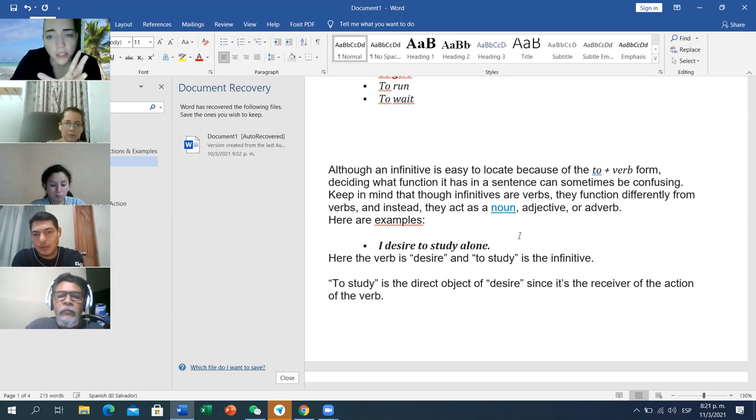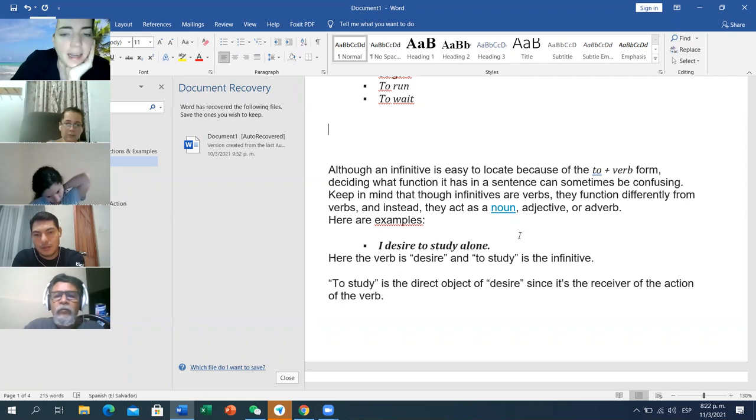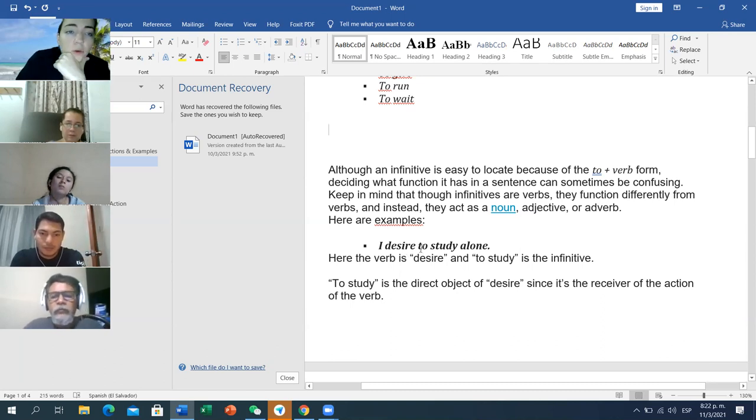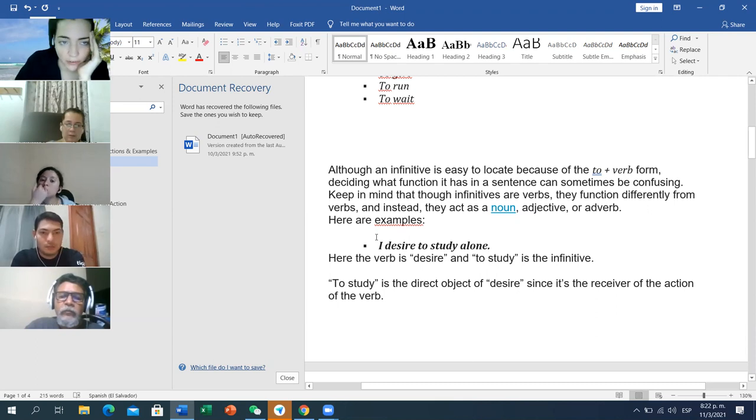Deciding what function it has in a sentence can sometimes be confusing. Para decidirlo puede ser a veces confuso. Keep in mind, mantengamos en cuenta, that though infinitives are verbs, they function differently from verbs. Instead, they act as a noun, adjective, or an adverb. Pueden actuar de diferentes maneras. Okay? I desire to study. Here's the verb desire. Tenemos un verbo aquí. And to study is the infinitive. Esta fue nuestra oración completa. Pero ¿cómo sabemos quién es nuestro infinitivo? Sencillo. Ubicamos el to y el verb in the base form. Es algo confuso si lo traducen literalmente en el español, por lo tanto, quítense ese chip.